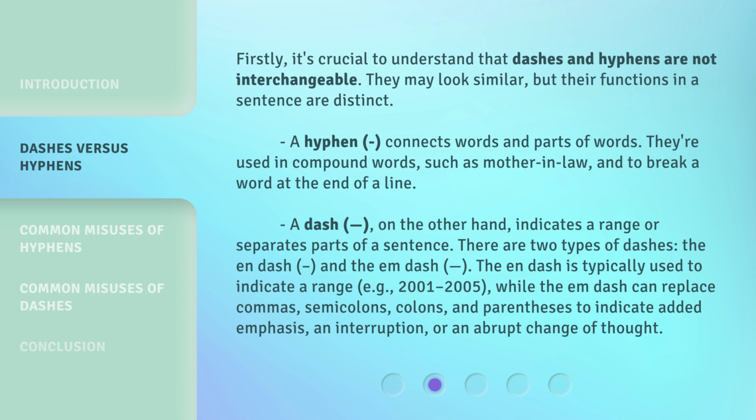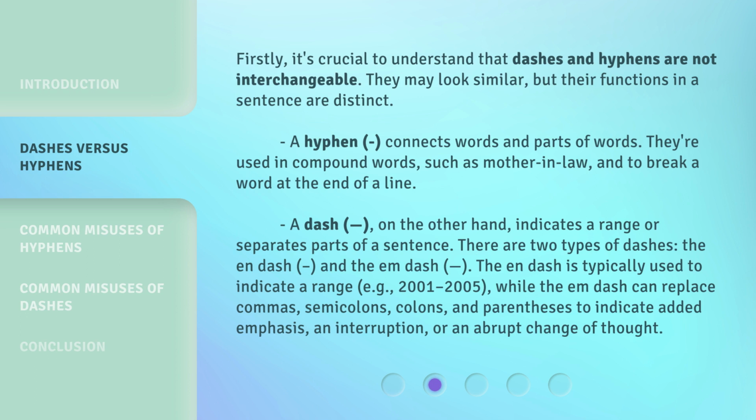Firstly, it's crucial to understand that dashes and hyphens are not interchangeable. They may look similar, but their functions in a sentence are distinct. A hyphen connects words and parts of words. They're used in compound words, such as mother-in-law, and to break a word at the end of a line. A dash, on the other hand, indicates a range or separates parts of a sentence.